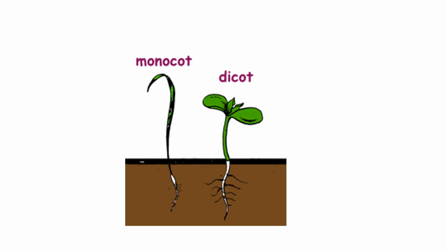So again, you can see a picture here. This on the left is the monocot. You can see that when the seed begins to germinate, only one cotyledon is present, so it's a monocot. This one right here is the dicot. As the seed begins to germinate, there are two baby seed leaves that sprout at the same time, therefore it would be a dicot.